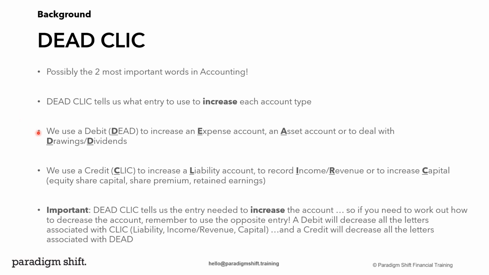So for example, we must use a debit or an entry on the left hand side of a T account. The D and the debit there go together obviously. So a debit is used to increase an E or expense account, an A or asset account, or to deal with drawings or dividends. Works quite well, they've both got D's corresponding to the final D there.